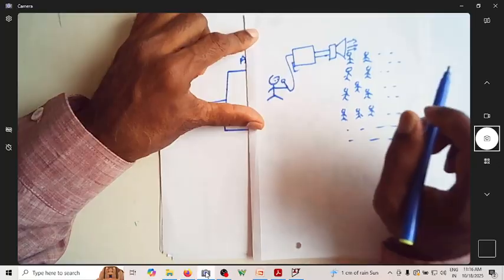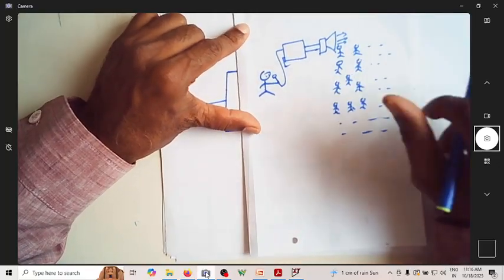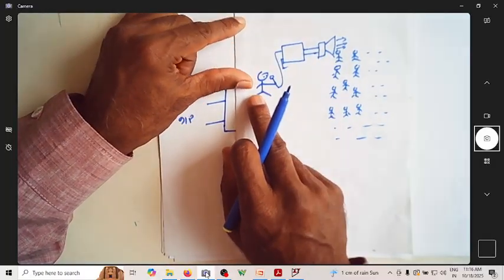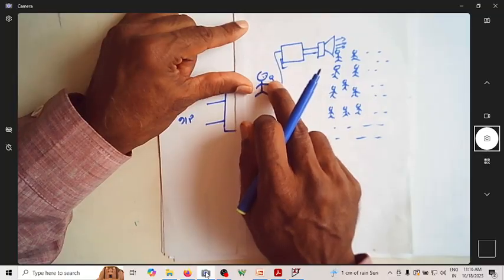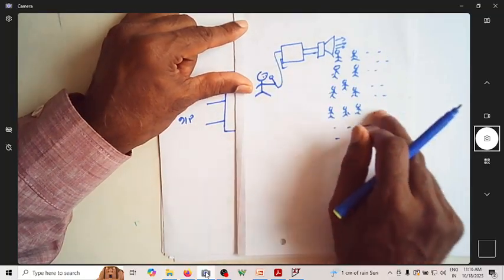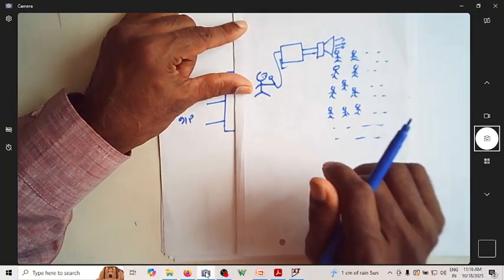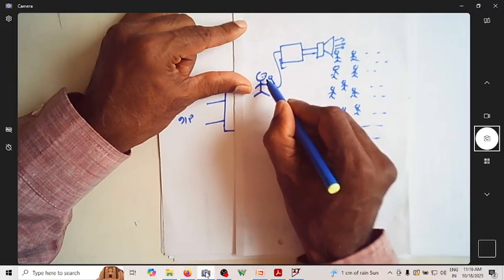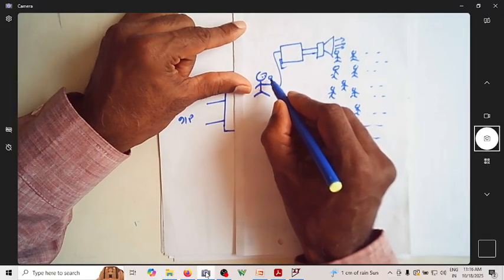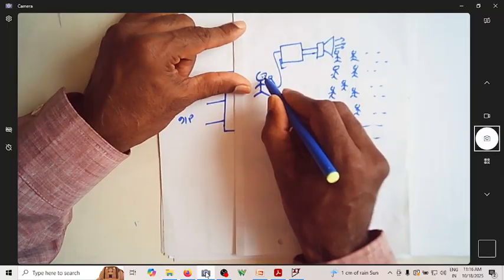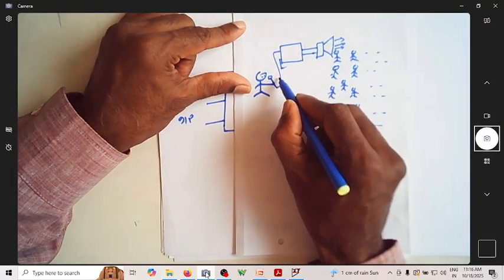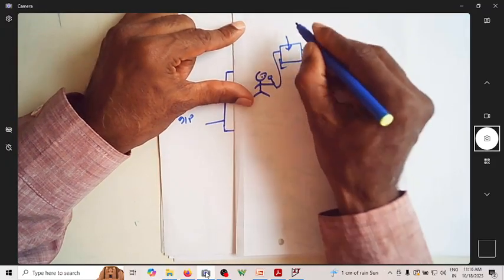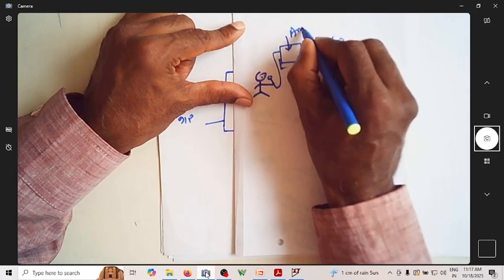Let us consider an auditorium like this, where we have so many people sitting and listening to some person who is talking. He is holding a mic because he cannot reach so many people, maybe hundreds of people. So we give a mic to that person. He will speak onto this mic. This voice energy will be converted to electrical energy, and that is passed down to an electronic circuit. It is called an amplifier.